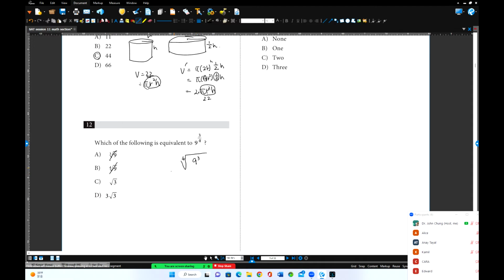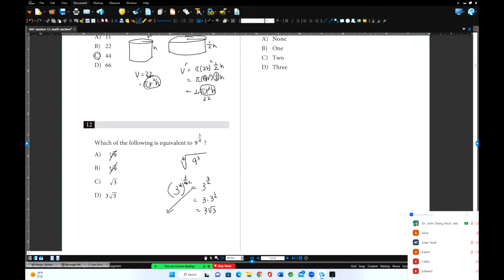The next, we're going to change the base. 9 to the 3 over 4. 9 is 3 squared, and 2 times 3 over 4, the exponents will be multiplied. So 3 to the what is that? This is 1, this is 2, 3 over 2, right? What is this 3 over 2? 3 times 1 half. Okay, so 3 to the 3 over 2.